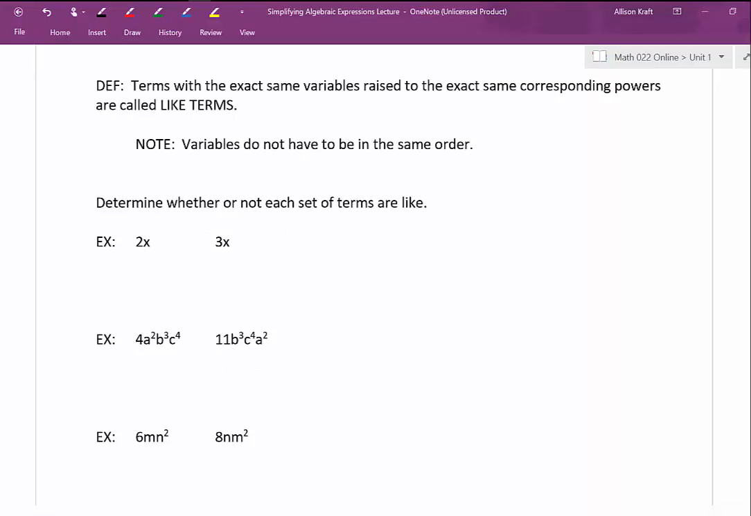Terms with the exact same variables raised to the exact same corresponding powers are called like terms. Please note that the variables do not have to be in the same order. Let's determine whether or not each set of terms are like. 2x and 3x. We ask ourselves, do we have the exact same variables raised to the exact same power? The first term has x to the first. The second term has x to the first. So yes, indeed, these are like terms.